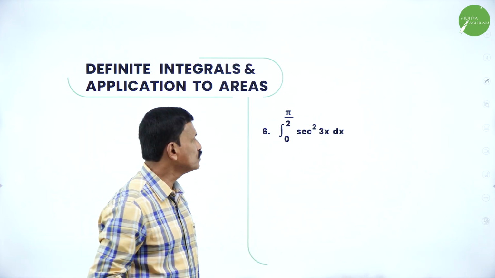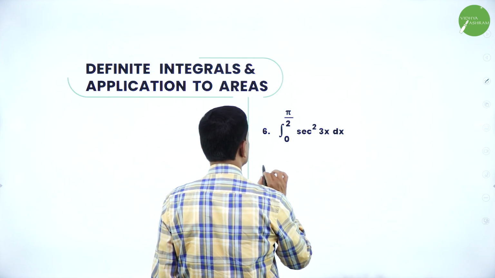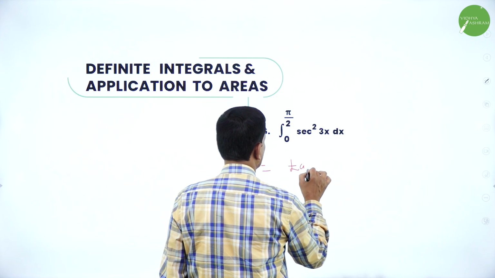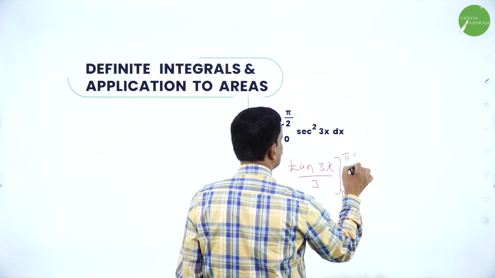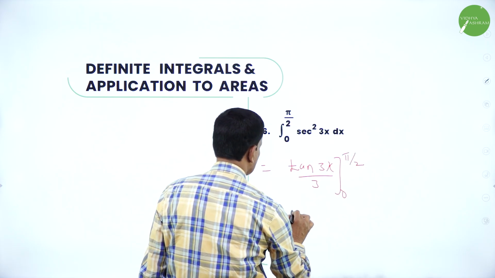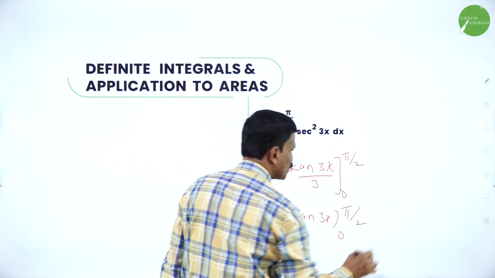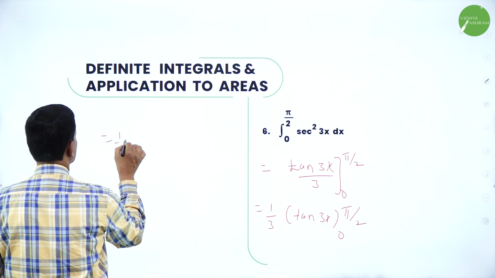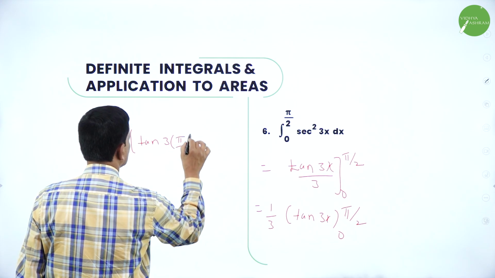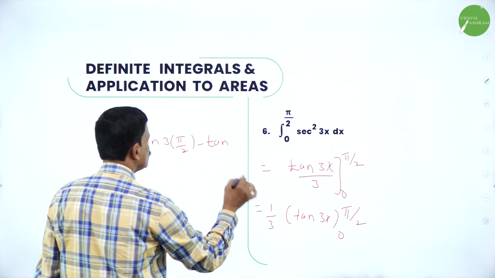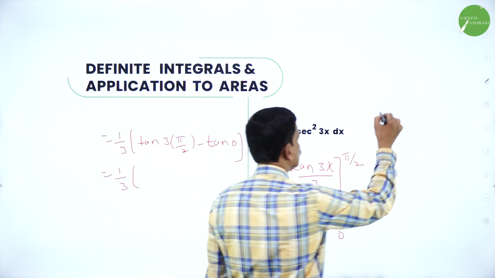Integral 0 to pi by 2 of secant square 3x dx. Now let us integrate this. Integral of secant square x is tan x, so here it is tan 3x by 3 between limits 0 to pi by 2. So we can take 1 over 3 out, and what is left over is tan 3x between limits 0 to pi by 2. Now apply the upper limit first. 1 over 3 into tan of 3 times pi by 2 minus tan of 3 into 0. Now just find out the value.